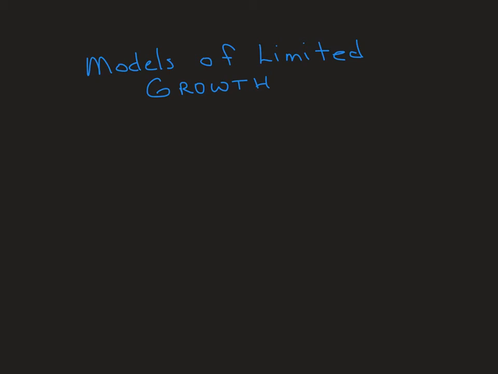Now, not all populations can grow exponentially. Some have a limited growth. For instance, they may grow up to a certain point, and then because of different factors, such as if you had fish in a pond, other fish, or food source availability, there might be a limiting factor. And a model of limited growth can be represented by this equation.